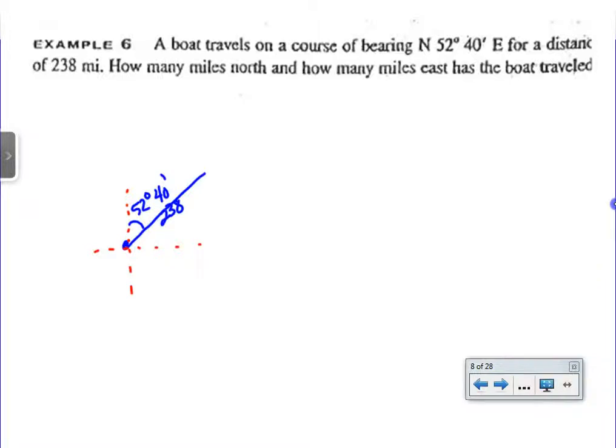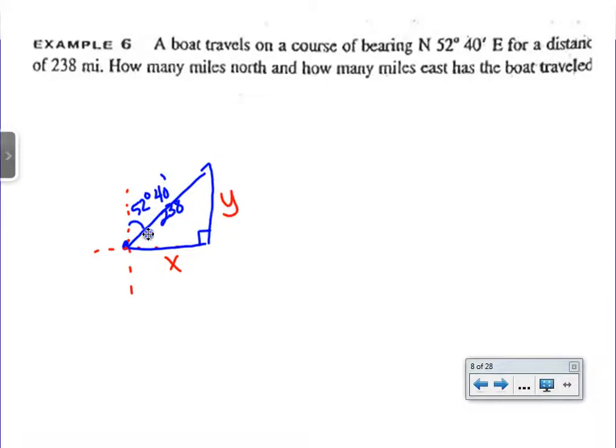And the question is, how far east and how far north has this guy traveled? Well, his east and north directions would be perpendicular to one another. East I'm going to call X, and north I'm going to call Y. I think we have a trig problem.